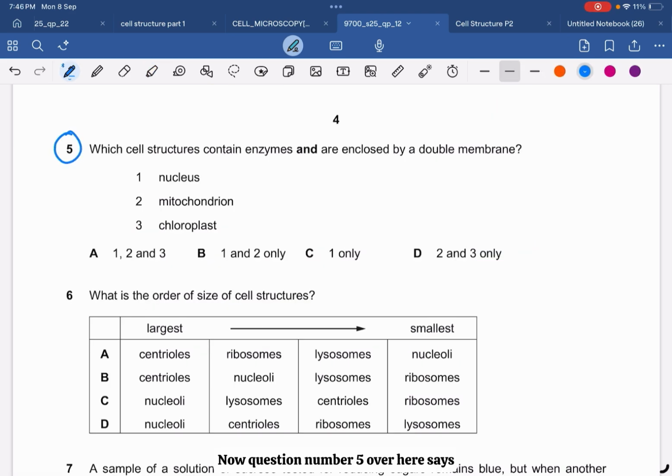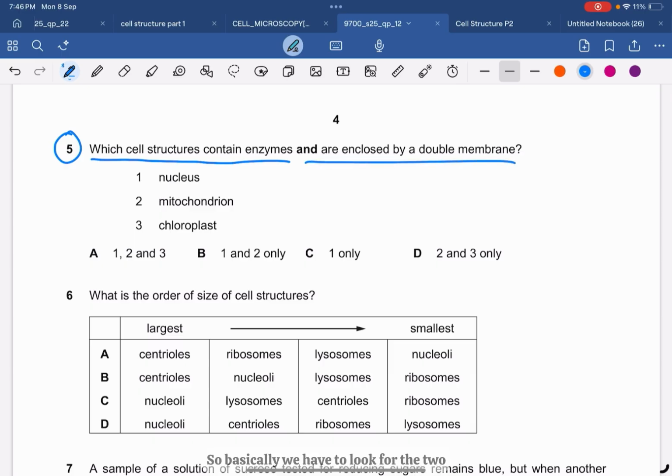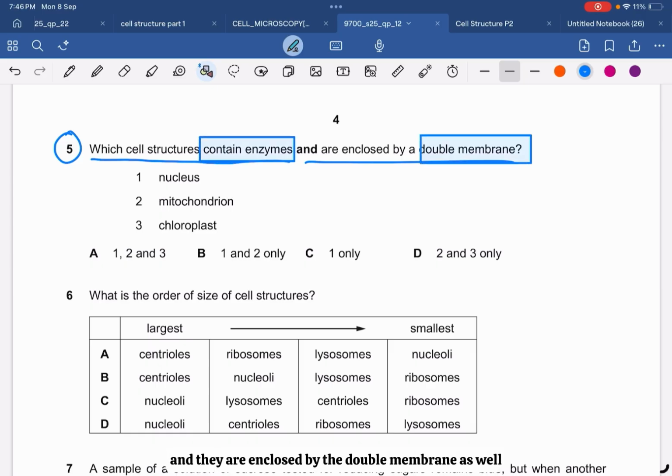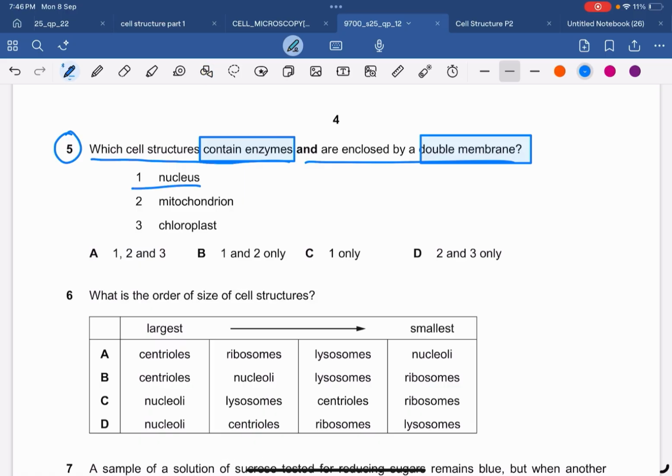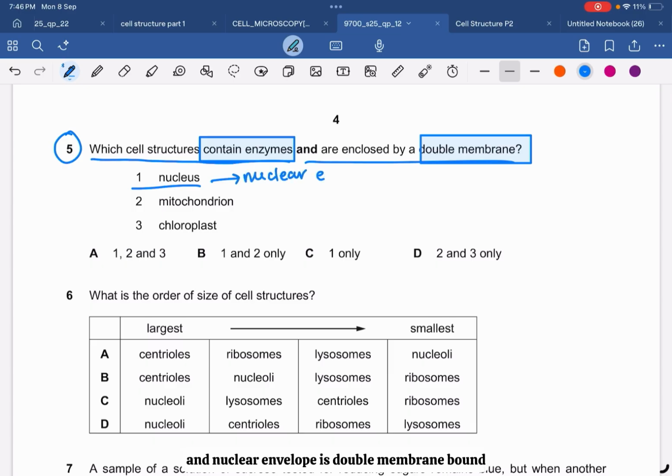Now question number 5 says which cell structures contain enzymes and are enclosed by a double membrane. So basically we have to look for the two pointers here: they contain enzymes and they are enclosed by a double membrane as well. So first of all, if I talk about the nucleus, we know that the nuclear envelope is there, and the nuclear envelope is double membrane bound.